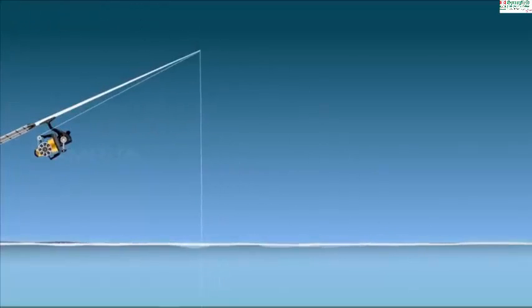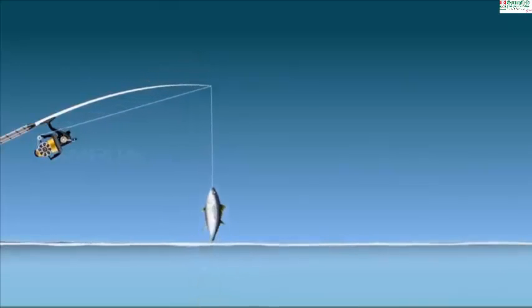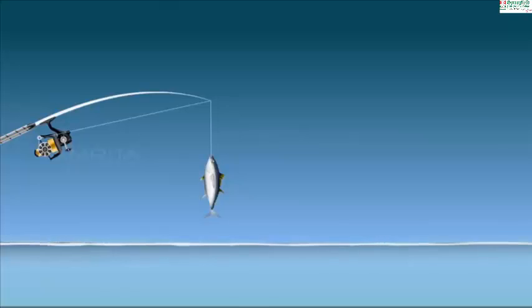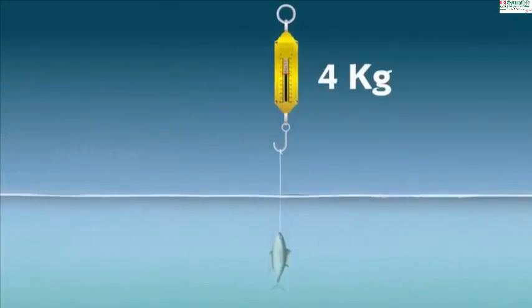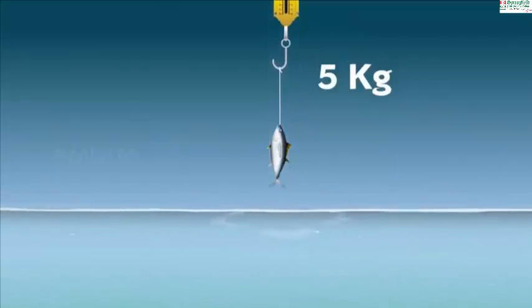Ever caught a fish with a fishing line? When pulling the line, you would have felt the weight of the fish in water is lighter than when the fish has surfaced. Say the weight of the fish in water is 4 kilos. Its approximate weight outside would be 5 kilos.